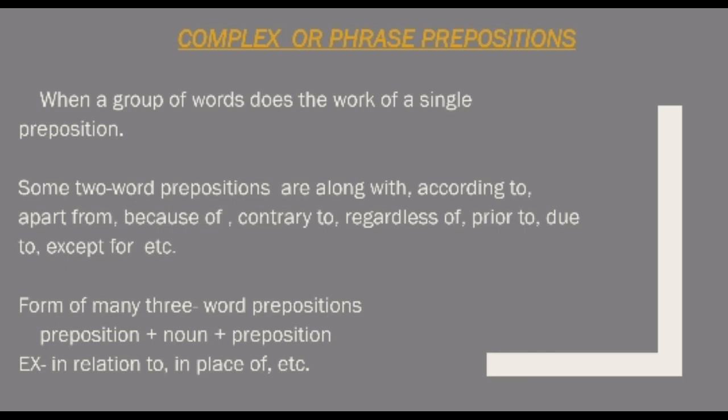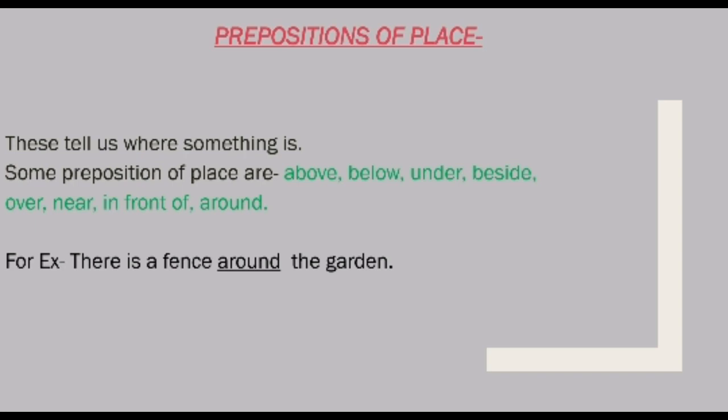Okay, now let's see that prepositions have a number of meanings, and they serve different purposes. उनका different purpose भी होता है. And according to that, we have two kinds of prepositions, which are prepositions of place and prepositions of time. Okay, so first of all, let's see what we mean by prepositions of place. जैसे कि आपको name से ही पता चल रहा है, prepositions of place. These tell us where something is. Place बताते हैं. Some prepositions of place are above, below, under, beside, over, near, in front of, around. All these words in green are telling us place.